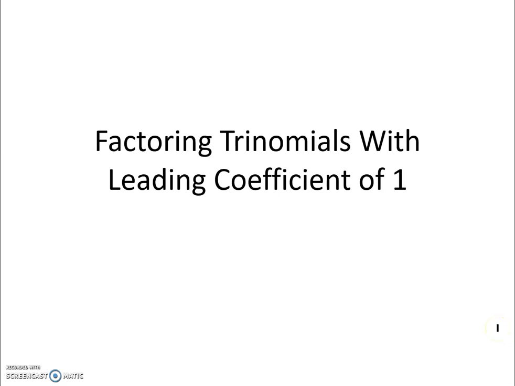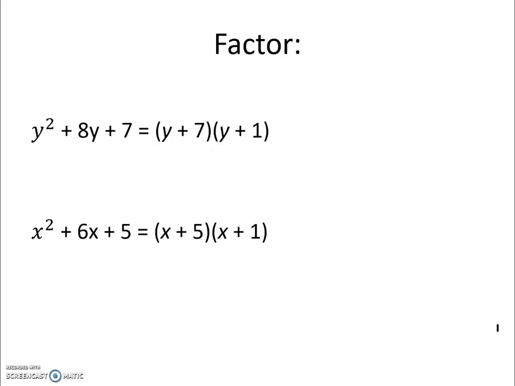Today we're going to be looking at factoring trinomials with leading coefficient of 1. The first example we start out with is y squared plus 8y plus 7. We notice that they're both positive, and so our factors will both be positive. The only factors of 7 are 7 and 1, so it factors into y plus 7 times y plus 1.